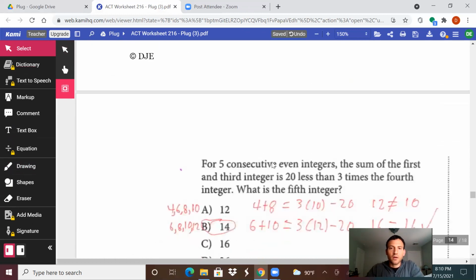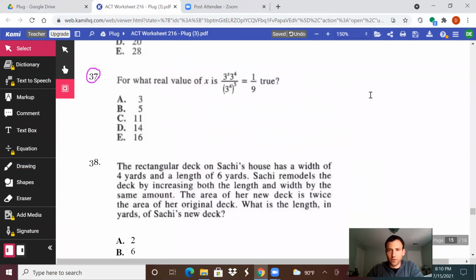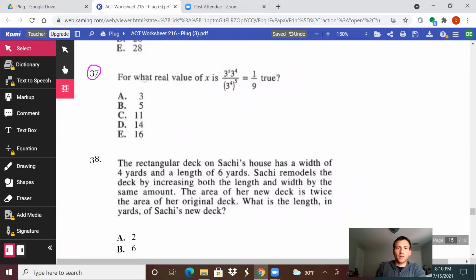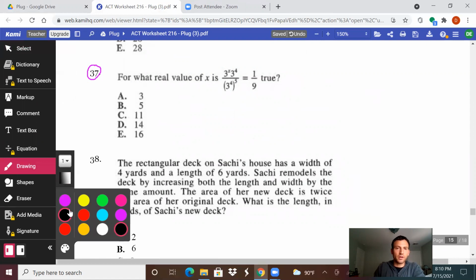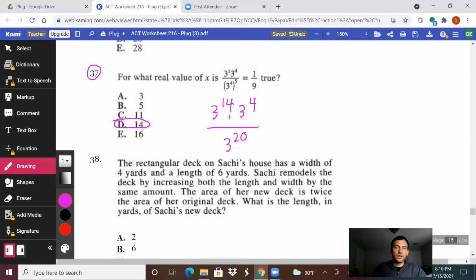Okay. Let me show you this last idea, this idea of just being able to kind of enter answer choices. So for 37, this is just trial and error with answer choices. It says, for what real value of x is this equivalent to 1/9? I'll show you how to do it logically in a second, but the easiest thing to do is just to plug these options into your calculator until you get it to work. I'm going to kind of spoil the ending here. It's going to be D. We have 3 to the 14th times 3 to the 4th over 3 to the 20th, and if you put it in your calculator, you'll get 1/9.